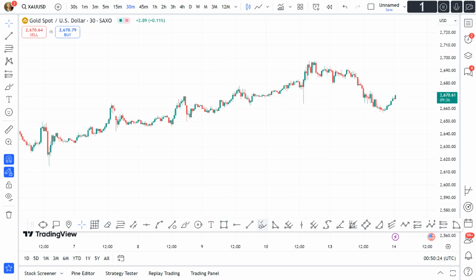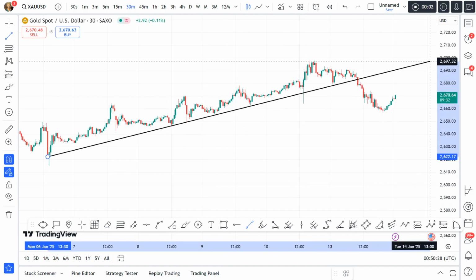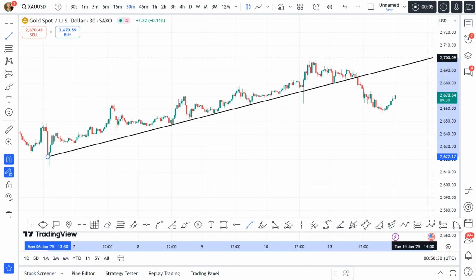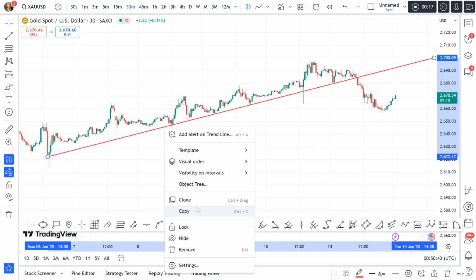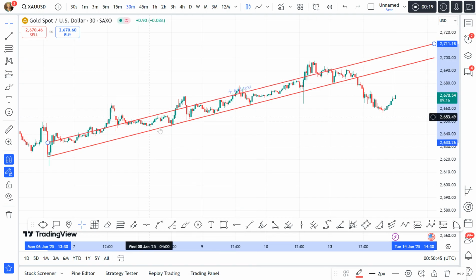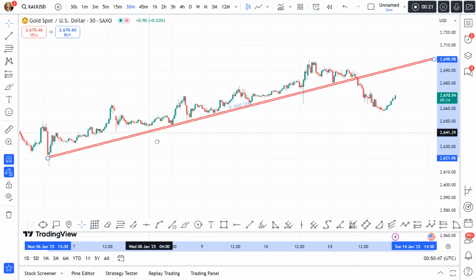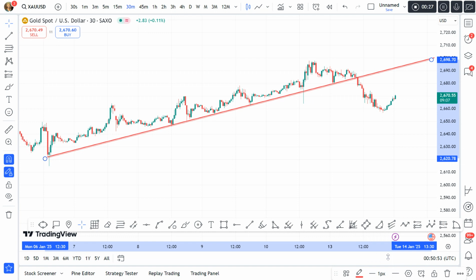On 30 minutes, I want to look out for break of structure and see if price will come back to fill up a retest. So this is what we have. This is the rally that played out, and watch the rally. It's actually a bullish ascending channel.